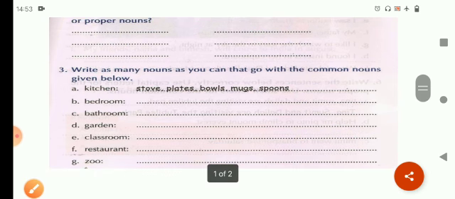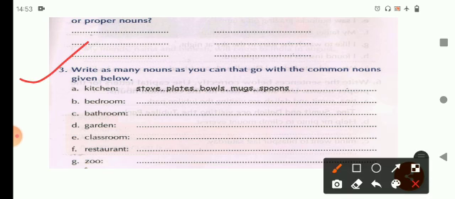Now the next question is write as many nouns as you can that go with the common nouns given below. Like the first example, you can see kitchen. The things that go with the kitchen are stove, plates, bowls, mugs, spoons. You have to give the related noun with your main noun kitchen. Now next is bedroom. You can see the things that you can find in the bedrooms. You have to write whatever you can see in your bedroom, the things.